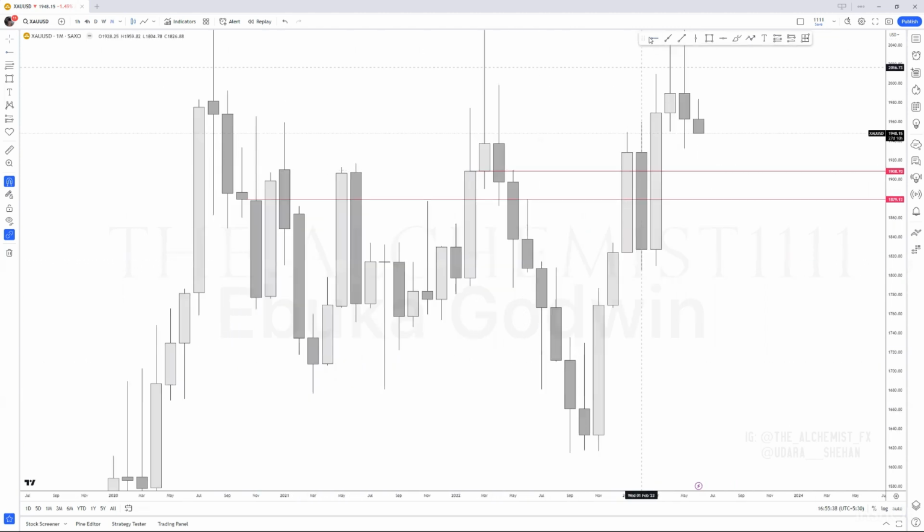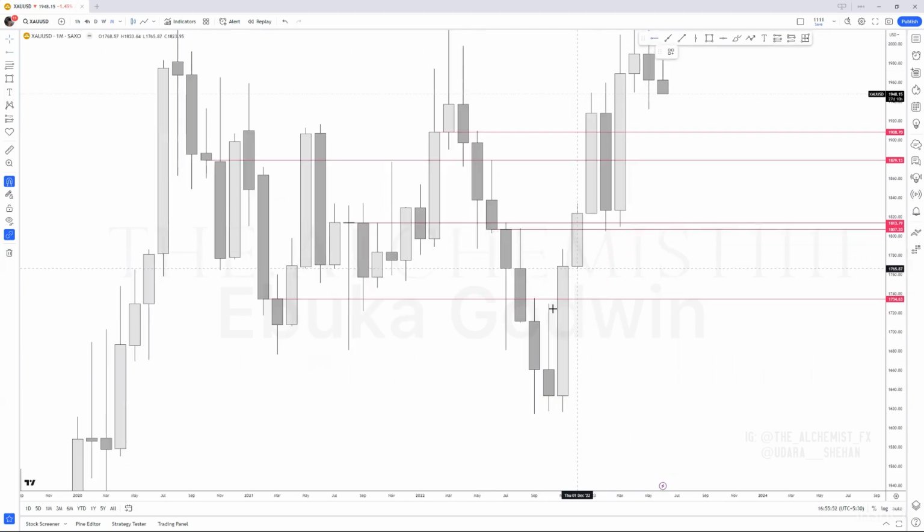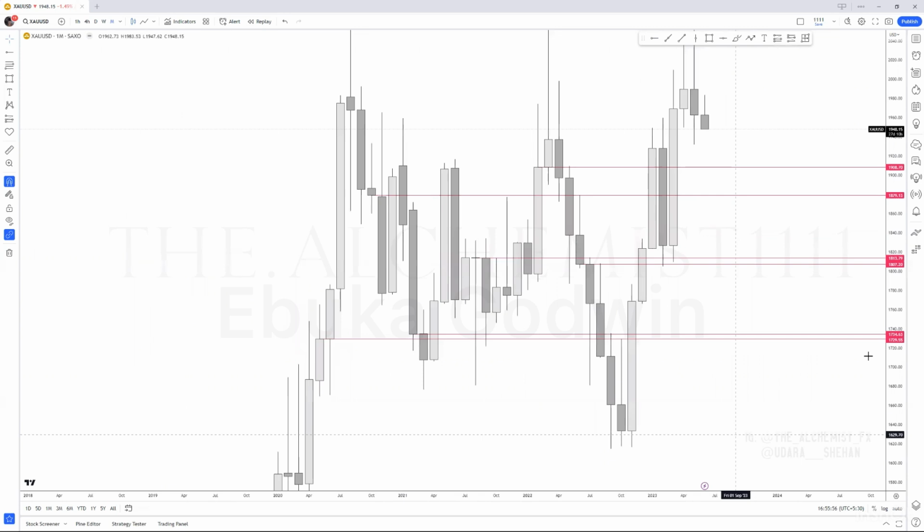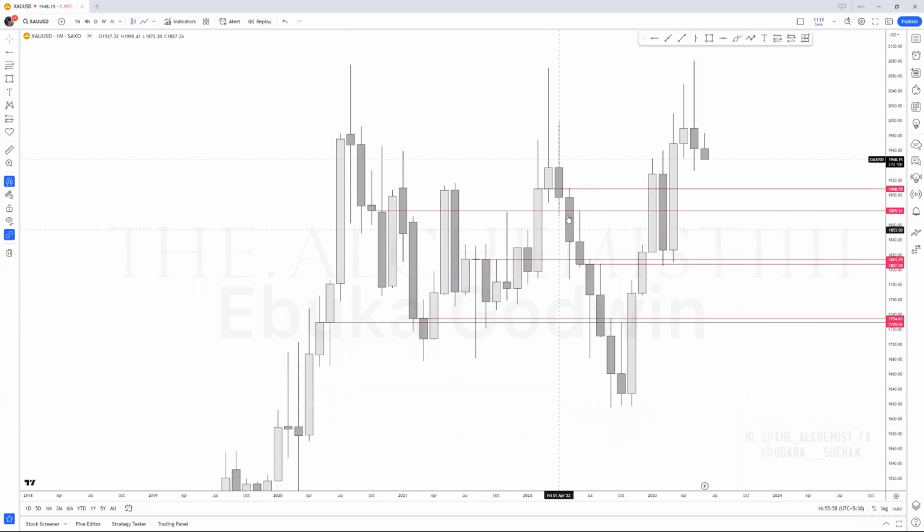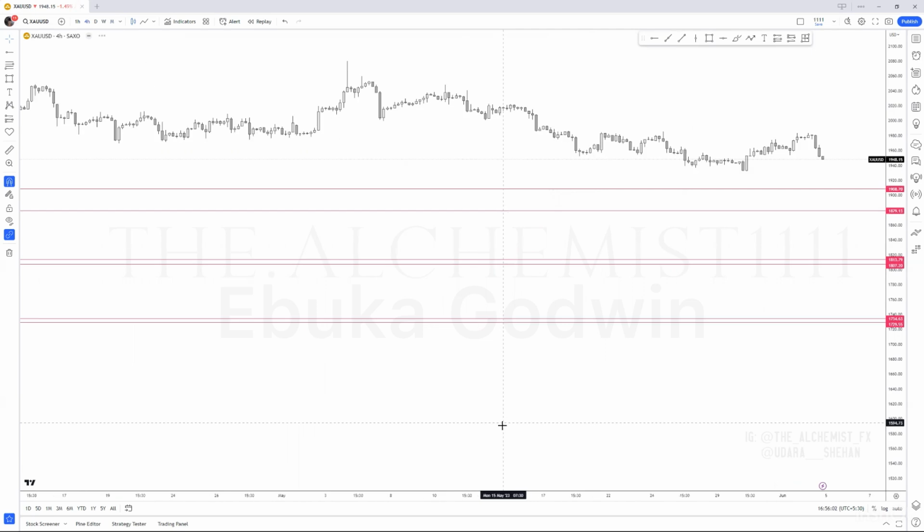Where was the high of this candle made? Closing price. Where was the high of this candle made? Closing price. Can you see that? Now we're not going to rely on this though. I'm just showing you how strong these monthly closing prices are. Can you see that?